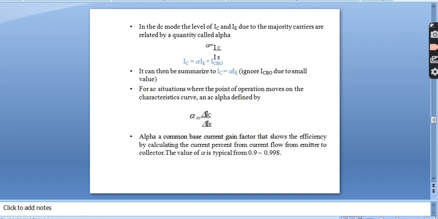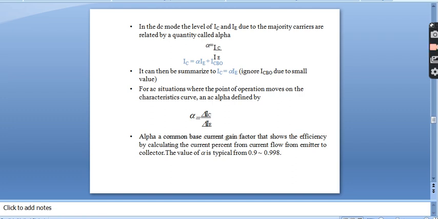In the DC mode, the levels of IC and IE due to the majority carriers are related by a quantity called alpha, because in the active region the IC current is approximately equal to IE. From that we get the current gain, denoted by alpha. Alpha is equal to the output current by the input current. Here output current is IC and input current is IE. So alpha is the ratio of collector current to emitter current.